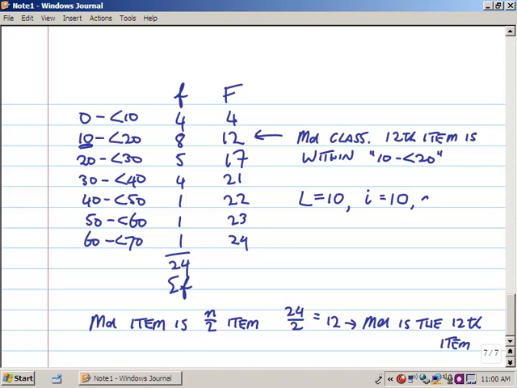What do we need now? n, the number of items, well, the 24 items in the sample. Cumulative frequency up to the median class. How many items are there below the median class? Well, there are 4 items below the median class, and then little f, the number of items in the median class. The number of items in the median class is 8. And with that we can do our calculations.